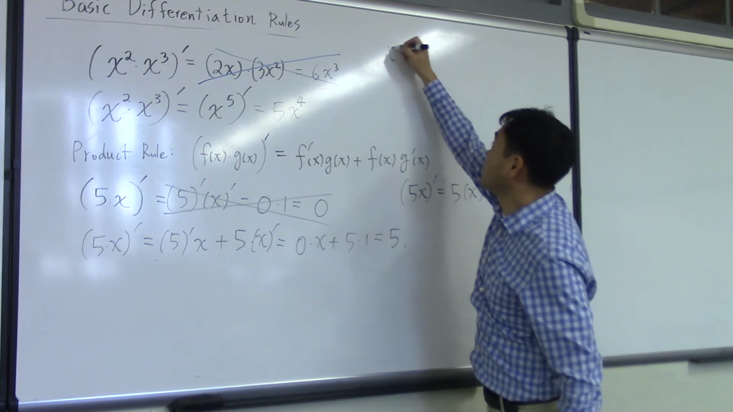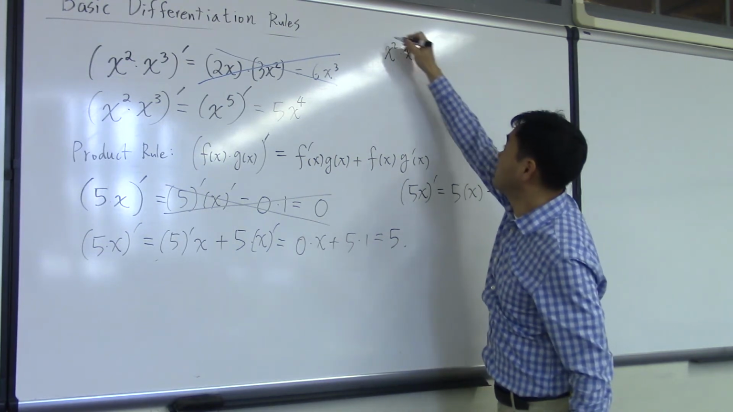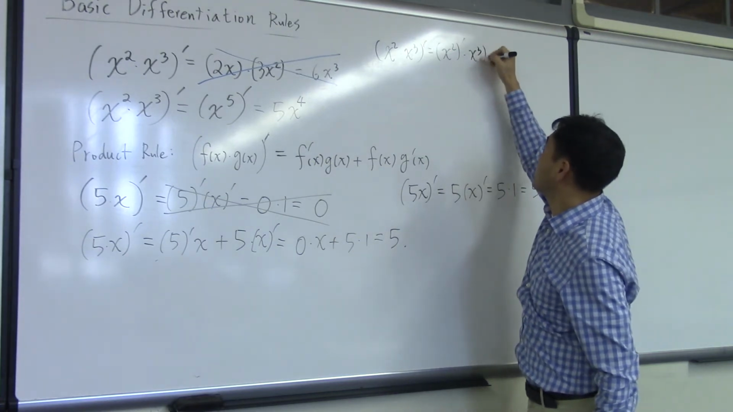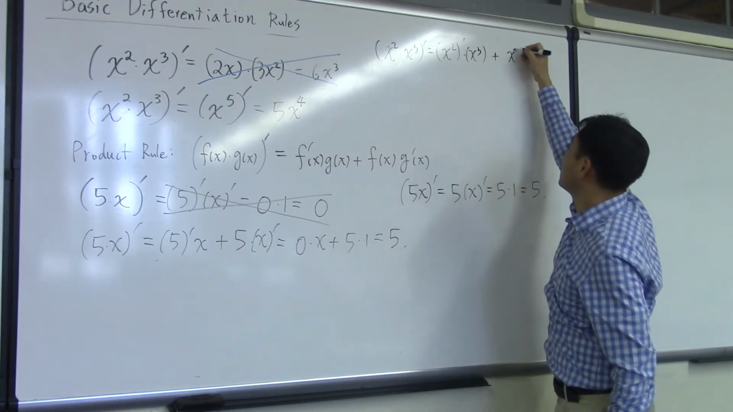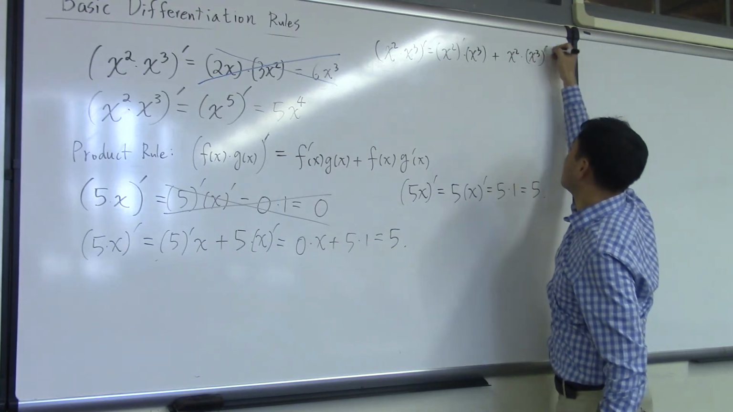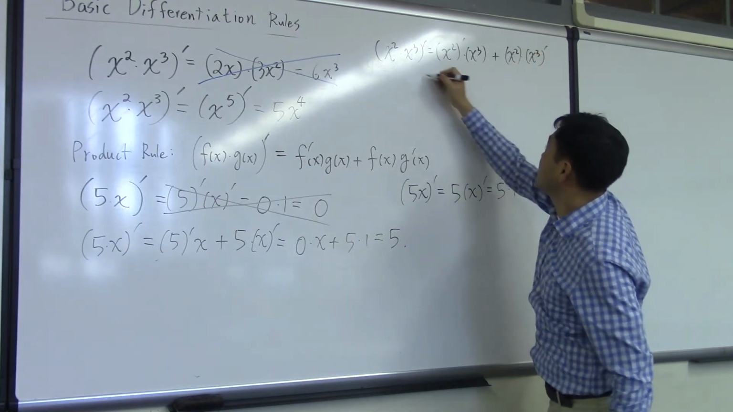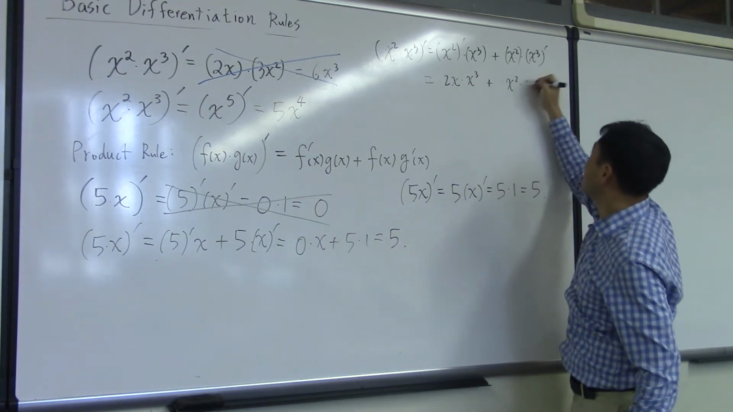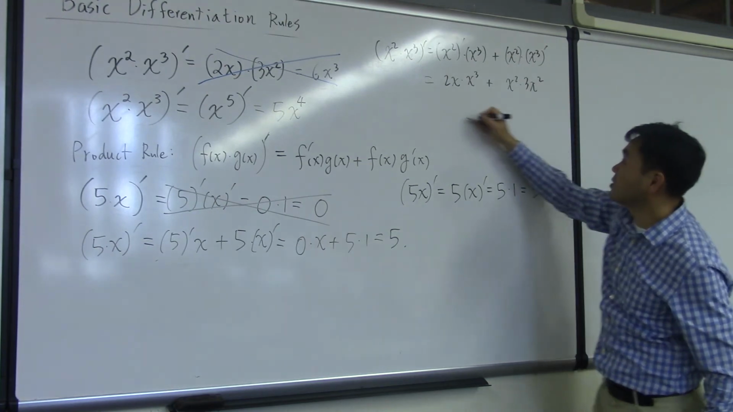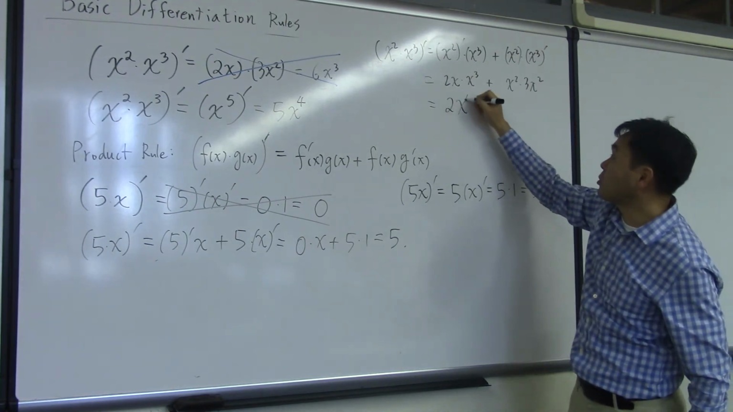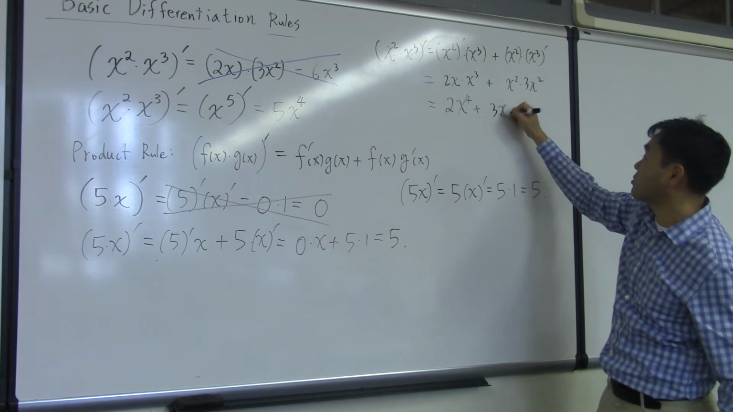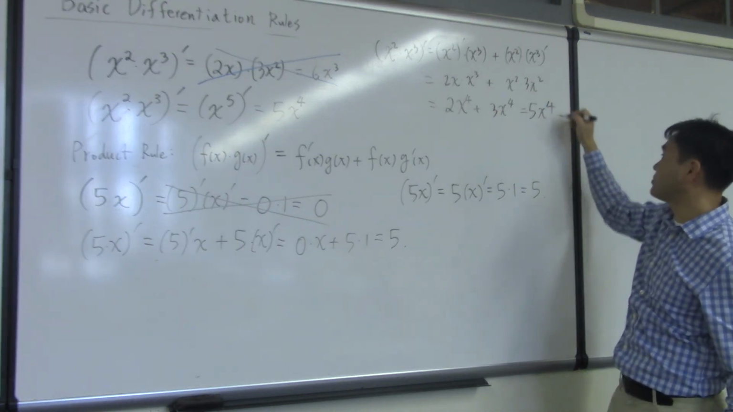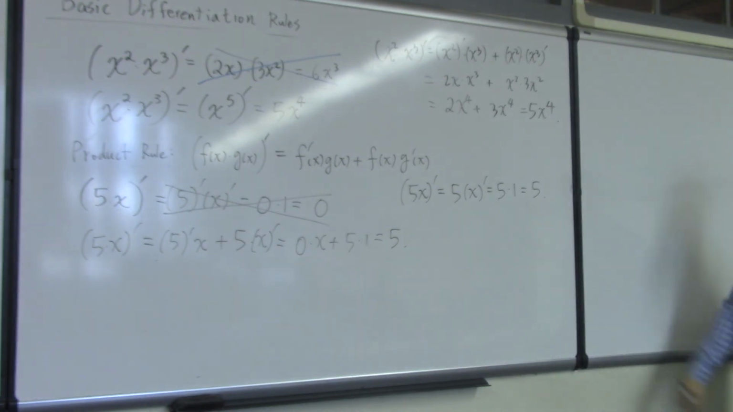So if you apply the product rule, differentiate the first, leave the second, differentiate the second. And this is 2x. This is 3x squared. This one gives you 2x to the 4th power, whereas this one gives you 3x to the 4th power. 2 plus 3 gives you 5. So you do get the same answer.